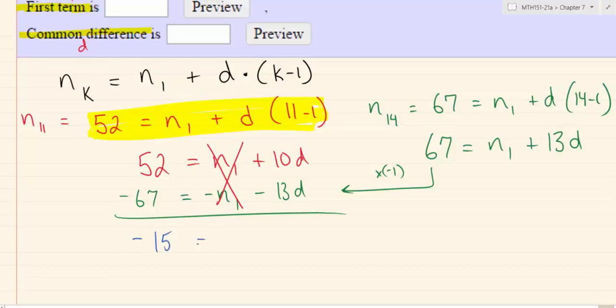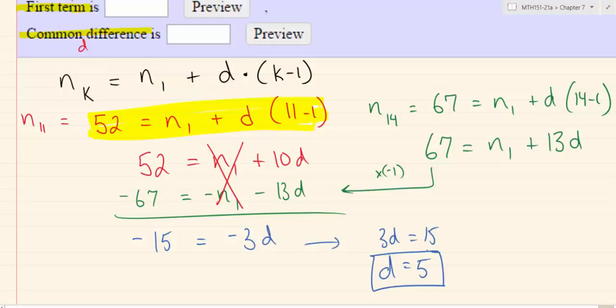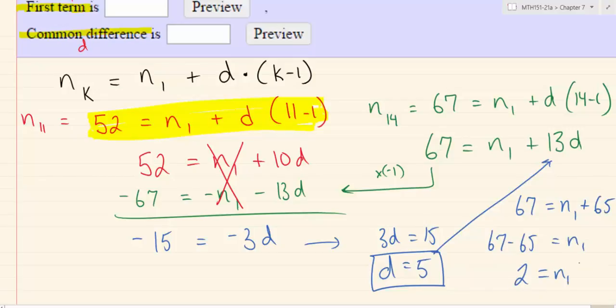So we're going to end up with a formula that looks like -15 equals -3d. Once we have d equal to 5, we back substitute into one or both of the equations. Maybe we'll back substitute it into this one. So we'll get 67 equals n sub 1 plus 5 times 13, which is 65. 2 is equal to n sub 1.